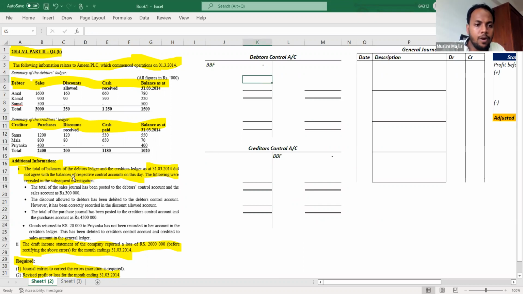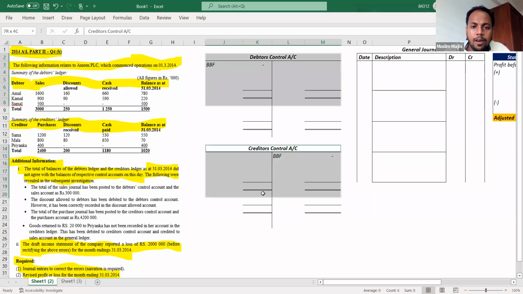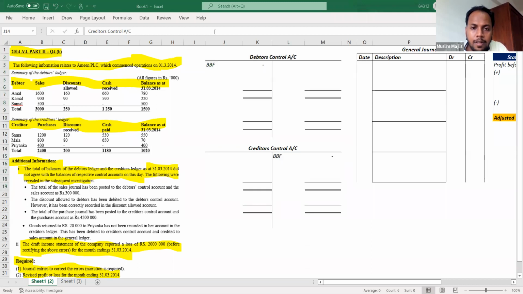Right. So let's do the errors. Okay. So let's do the control account, debtors control account and creditors control account with the errors, what they have done. There is a question. Can we put it as trade receivables instead of debtors control account? Yes. Trade receivables control account. Trade payable control account. That is okay.